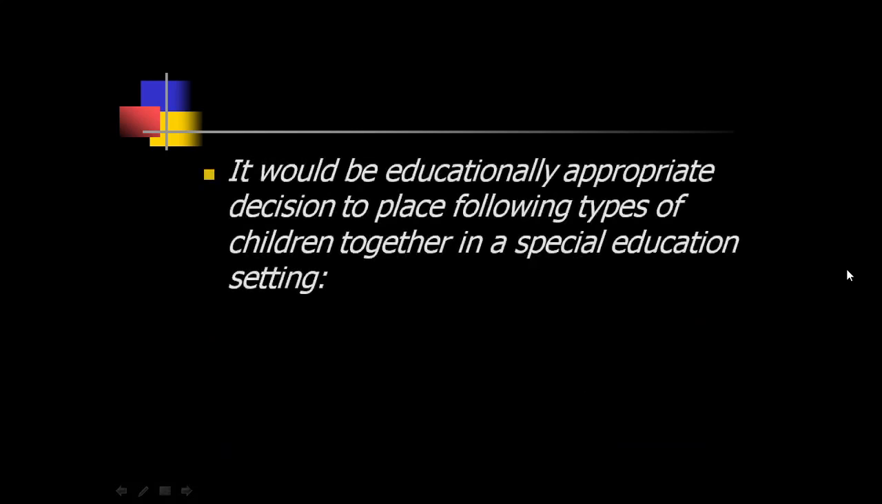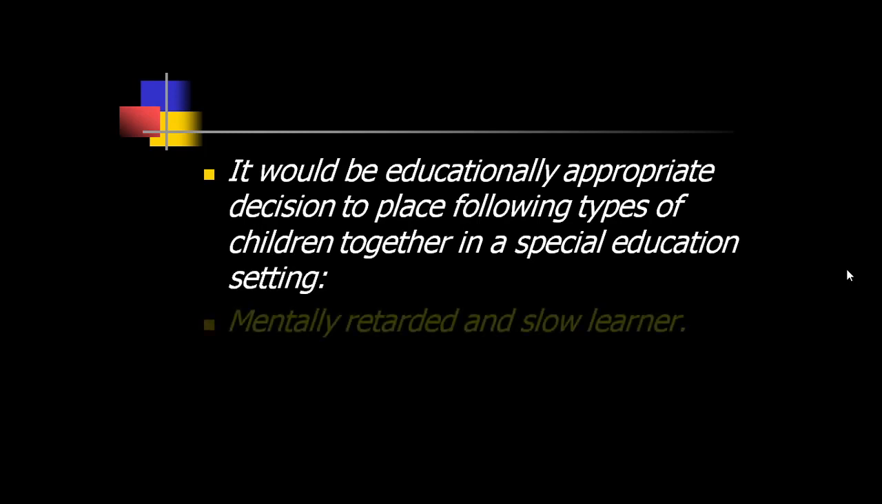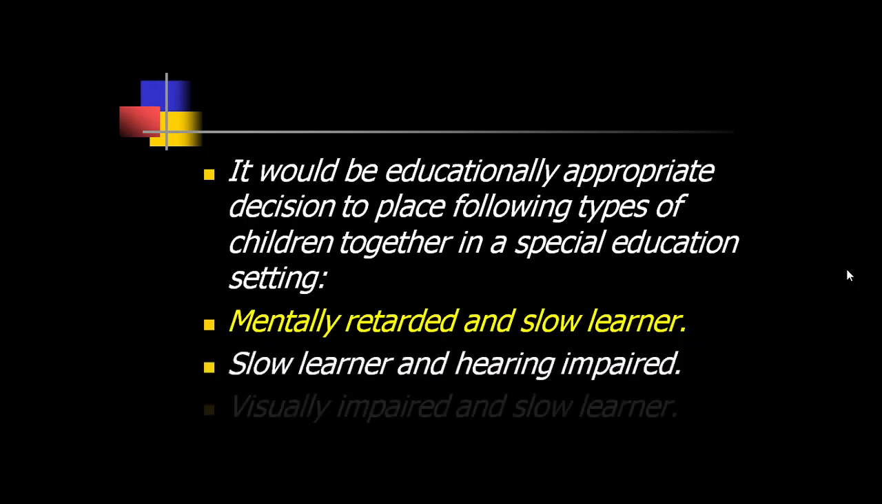It would be educationally appropriate decision to place following types of children together in a special education setting, and the answer is mentally retarded and slow learner.